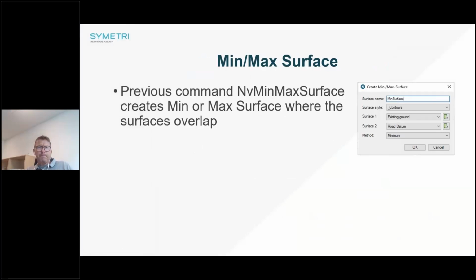Next thing, min-max surface. We've had a min-max surface command that combines two surfaces and calculates the minimum of those two or the maximum of those two surfaces. For instance, it's widely used when you, for instance, want to have the highest surface of the rock surface and the datum surface, or the other way.